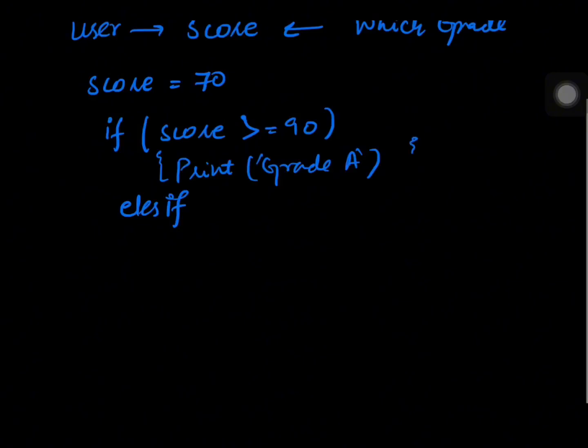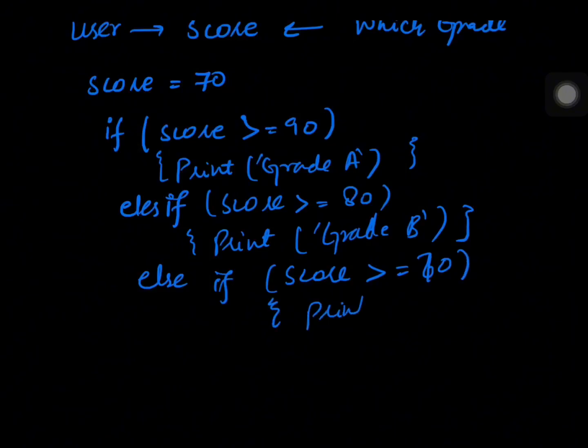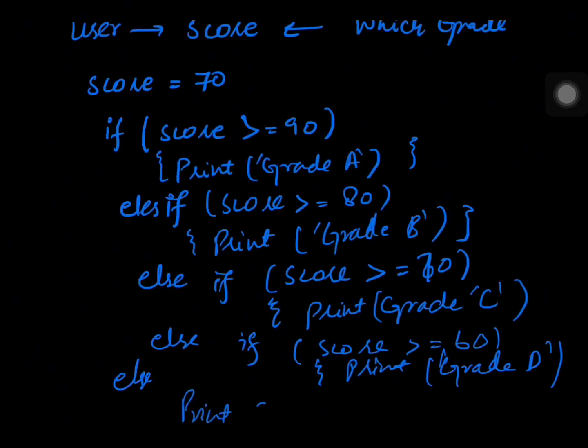Else if the score is greater than or equal to 80, print grade B. Else if the score is greater than or equal to 70, print grade C. Else if score is greater than or equal to 60, print grade D. Else, print grade F.